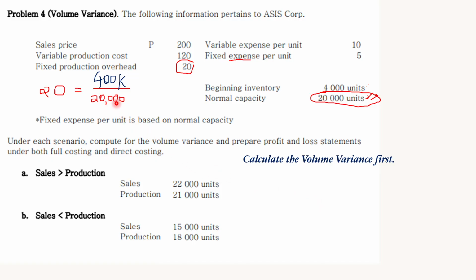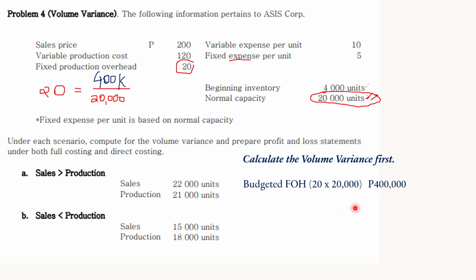Scenario A, what is the budgeted fixed overhead? As I have told you, we can work our way back to the budgeted FOH. We're able to arrive at 20 pesos per unit FOH rate and a 20,000 normal capacity. Yan yung nasa budget. So the budgeted fixed overhead is 20,000 times 20, working back, 400,000 yung binudget natin. Now, if the problem is silent, your budgeted FOH is also your actual FOH. If there's no given actual FOH, your budgeted FOH is just the same as your actual FOH.